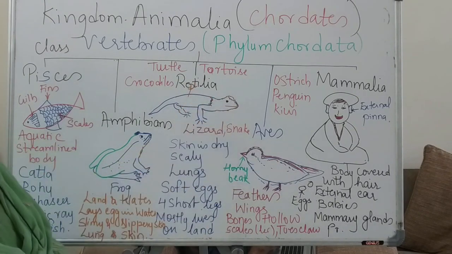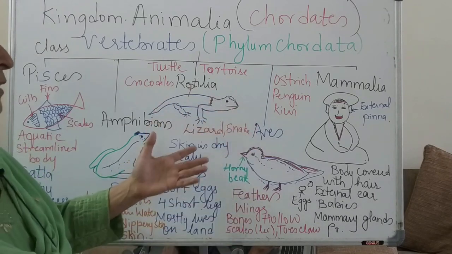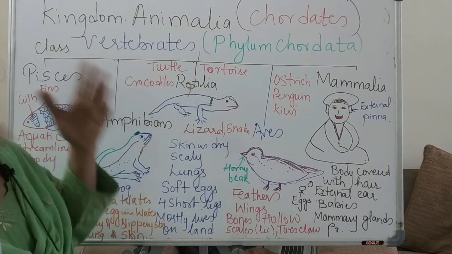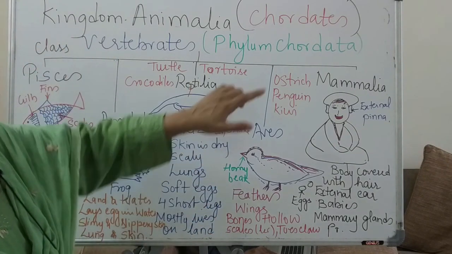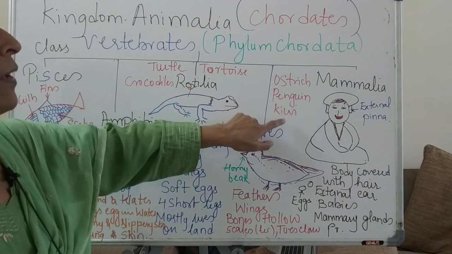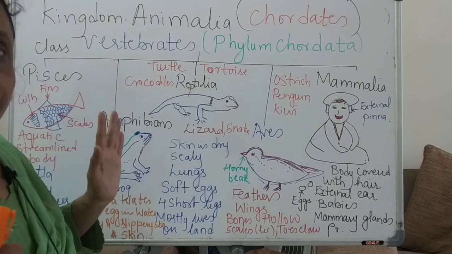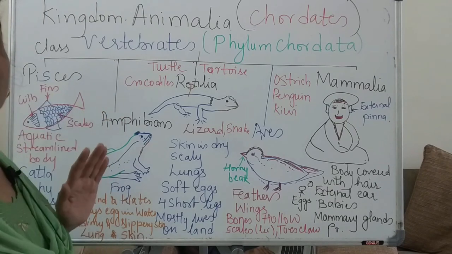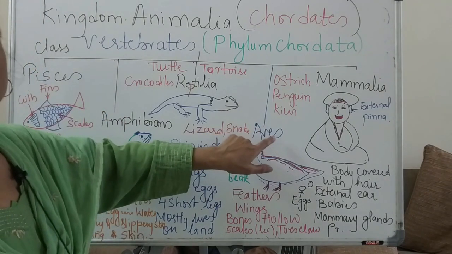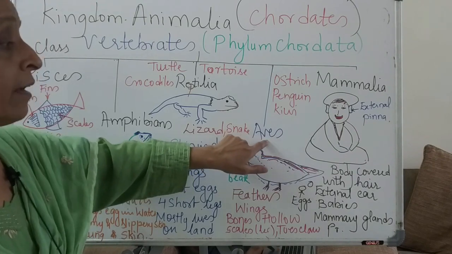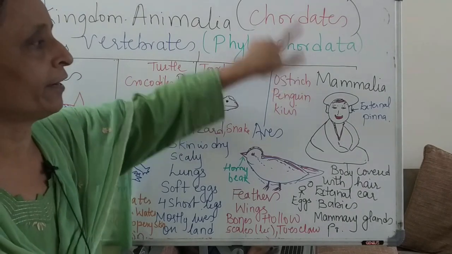You see many birds around, sparrow, parrot, many birds. They fly, but there are some birds which do not fly, but still they are birds. They are ostrich, penguin, kiwi. These are the birds which do not fly. They remain on the land, but still they are included in the class Aves, which is included in the phylum Chordata.